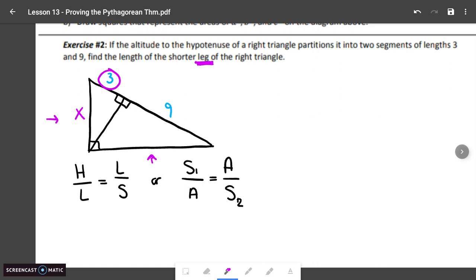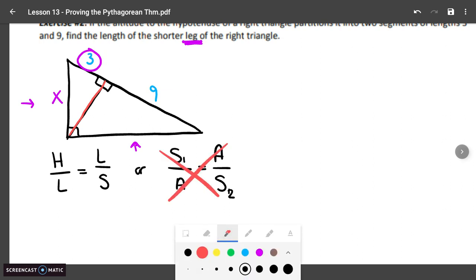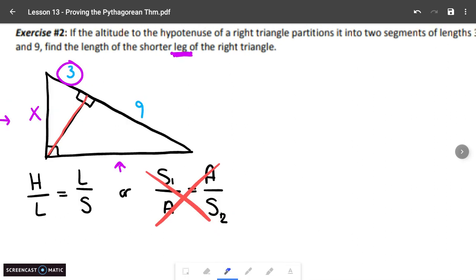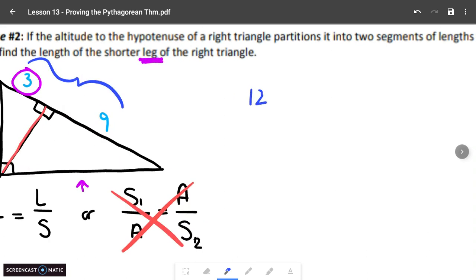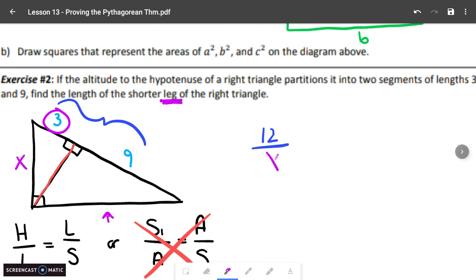So because of that, now that I know what I'm looking for, when I look at my 2 tests down here, HILLS or SAS, I always ask myself with SAS, do I have anything on the altitude? Since there's nothing on the altitude, we will not use this proportion. We're going to use HILLS. And H stands for the hypotenuse of the big triangle. So that means we're going to start with 12 over the leg. And in this case, we'll look back. We called our leg this X value. We use that same piece twice.